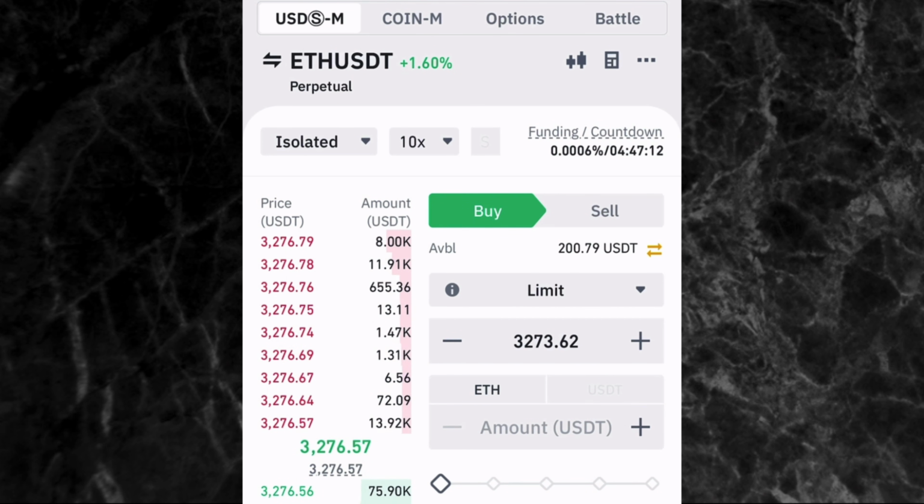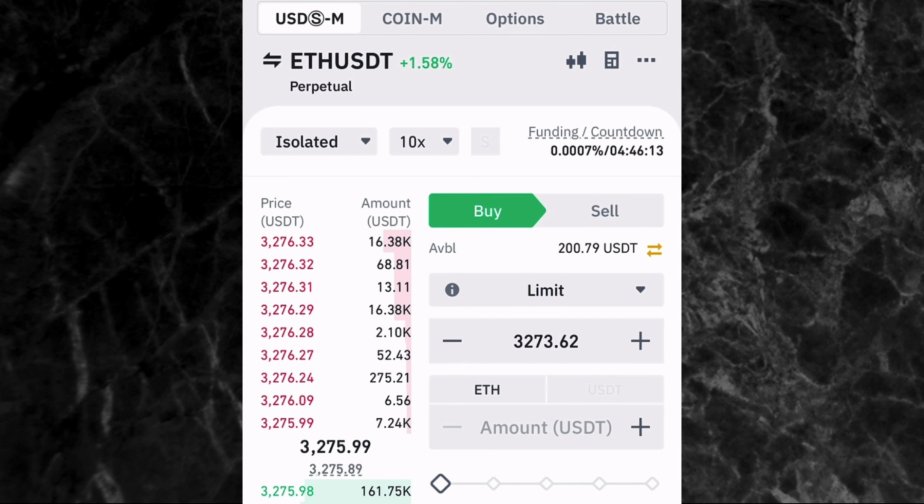Now, futures trading is where you buy or sell assets or futures contracts at a predetermined price. In simple terms, what this just means is that you are buying or selling assets and predicting the price movement to make profit.